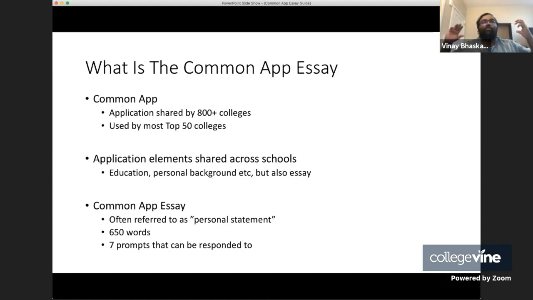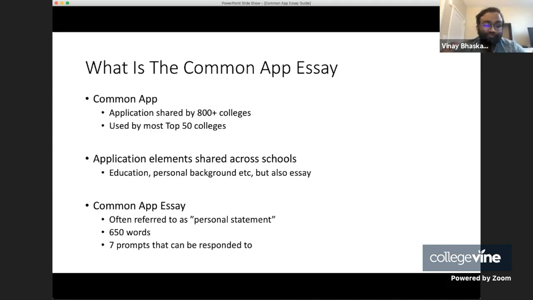Basically, it's a unified application system where you fill out stuff like your education, your personal background, etc. once. And then you submit it to all the colleges that you apply to through the Common App. And you can apply to up to 20 colleges on the Common App, right? Now, in addition to the core elements of your educational background and your demographics and your parents, the Common Application actually also shares an essay, right? So there's an essay that the Common App actually has in common, makes sense, across all the schools that you apply to.